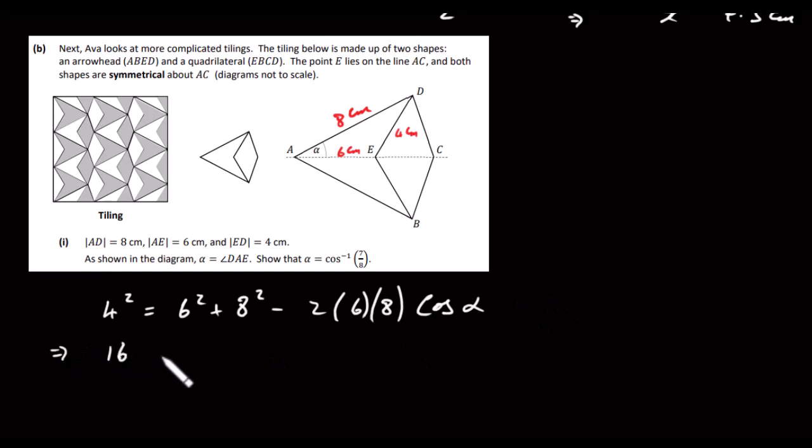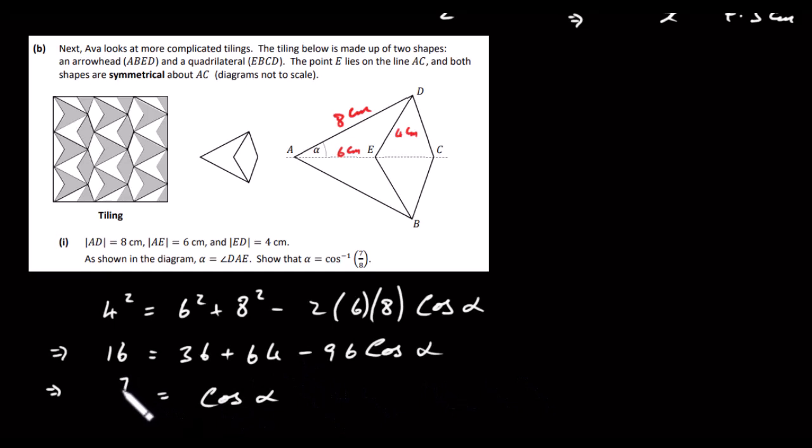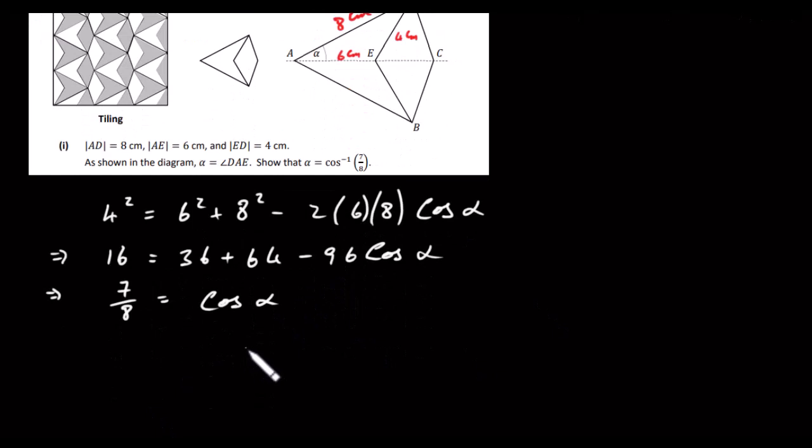So here we have 16 for 4. 6 squared is 36 plus 64 minus 96 cos alpha. So what you need to do is subtract 36, subtract 64. That'll give you a negative answer, and then divide by minus 96, and you do indeed get 7 over 8. So that just means then that alpha is going to be equal to cos inverse 7 over 8, and that's it. Okay, so let's look at part 2.